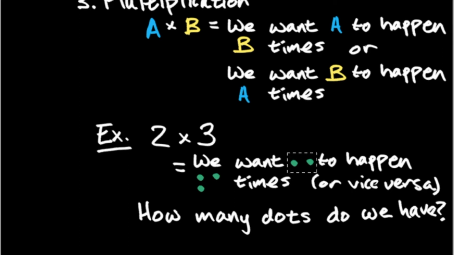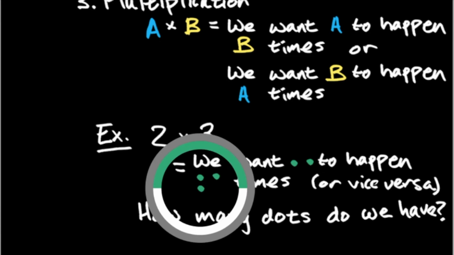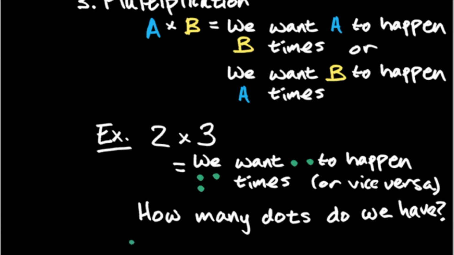So how many dots do we have? So I'm going to just make that come over. Okay, it's being weird. I'll just get the dots. Okay, so we want 2 to happen 3 times, so I'm just going to copy that over. So it's happened once, all right. And then let's copy that and then make it happen yet again.